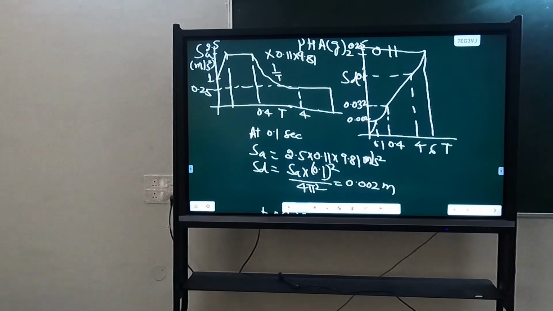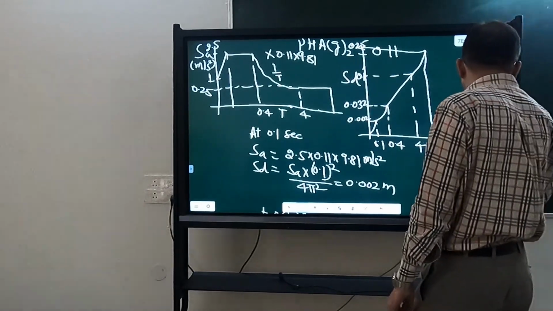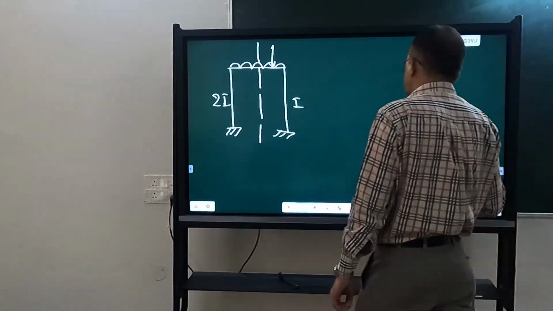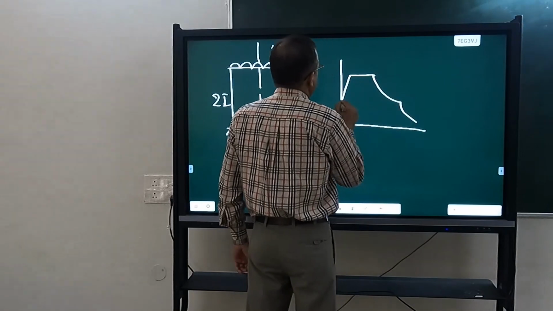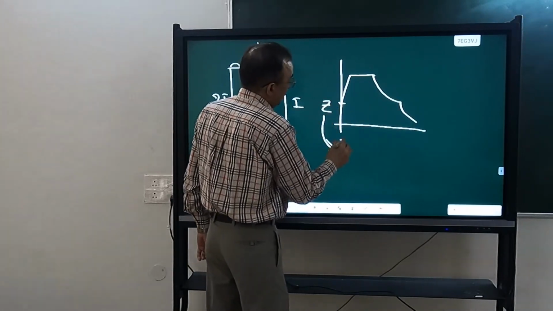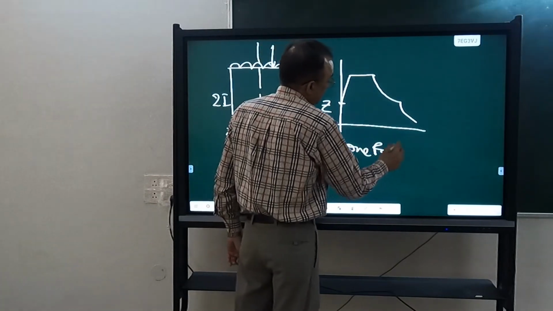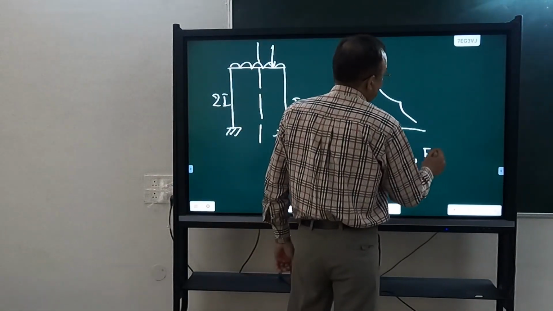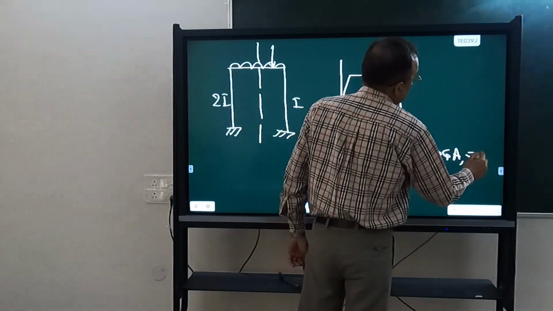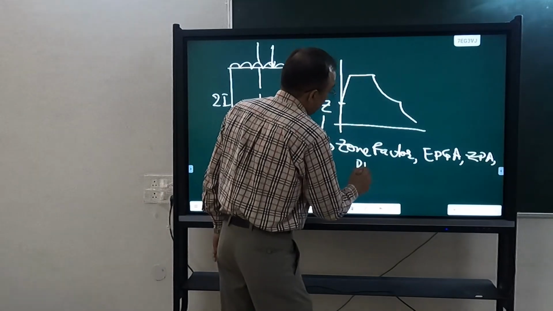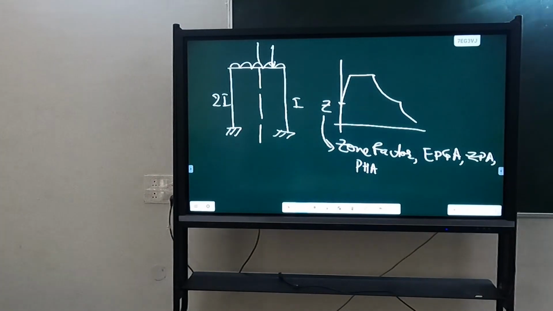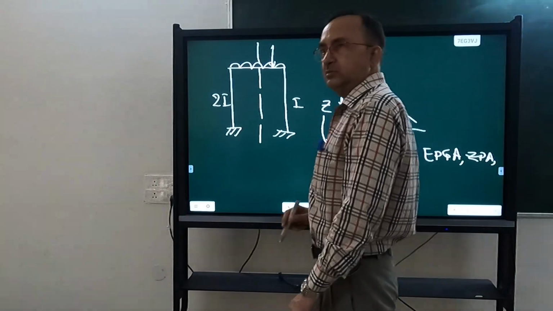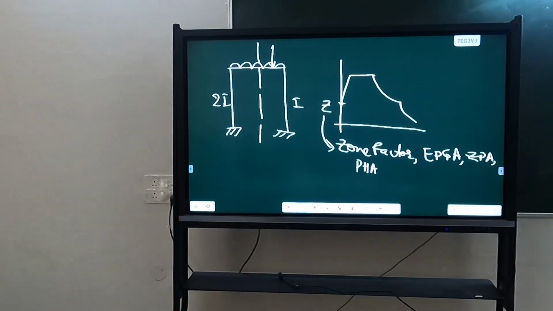PHA value is actually Z. PHA is nothing but Z. So PHA, EPGA, this value is Z, which we call zone factor. Same value is EPGA. Same value is also called ZPA, and in attenuation relationship, this is called PHA. So all the names refer to this value. Any other doubt?